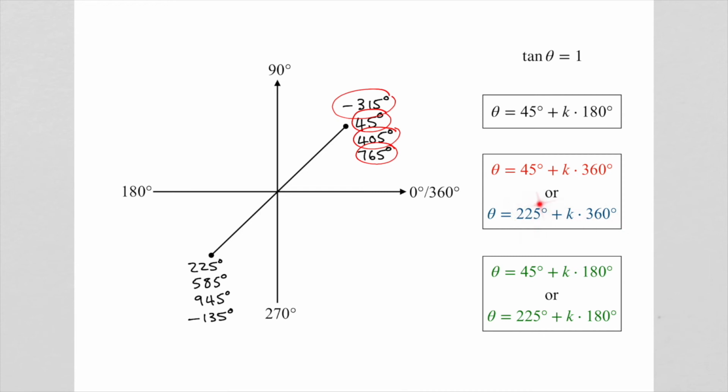Now let's look at the other one, the 225 plus K360. The first solution we get from that is the 225. I'm going to mark that in blue here. So that's the 225. And then we're going to add 360 to that. Remember, that means we go anti-clockwise, 360 degrees, a full revolution, anti-clockwise. And that takes us to 585. Add another 360 to that. Back into the third quadrant, gives us 945.